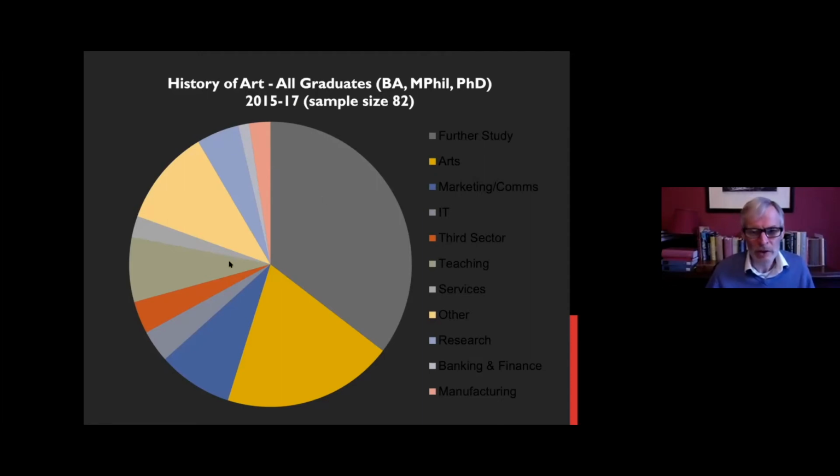But you can also see that nearly a quarter in the yellow here have gone on to careers within the arts sector, museums, heritage sector, commercial art sector, and so forth. And then we've got quite a slice here of marketing and communications. And that, I think, is a reflection of the very point I was just making, that history of art gives you this tremendous visual acumen as well as textual skills. So people like that work very well in the context of marketing, communication, media.